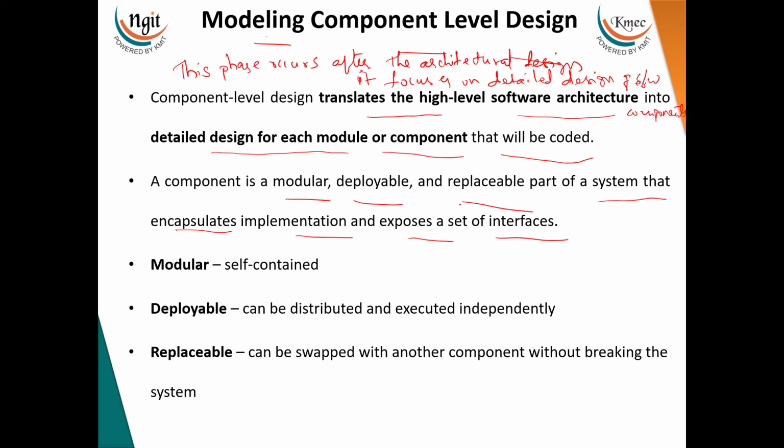Now each class is fully defined. Here you can see the three things by which it is illustrated. That is modular, which is self-contained; deployable, can be distributed and executed independently; replaceable, that is, can be swapped with another component without breaking the system. This is modeling the component level design.